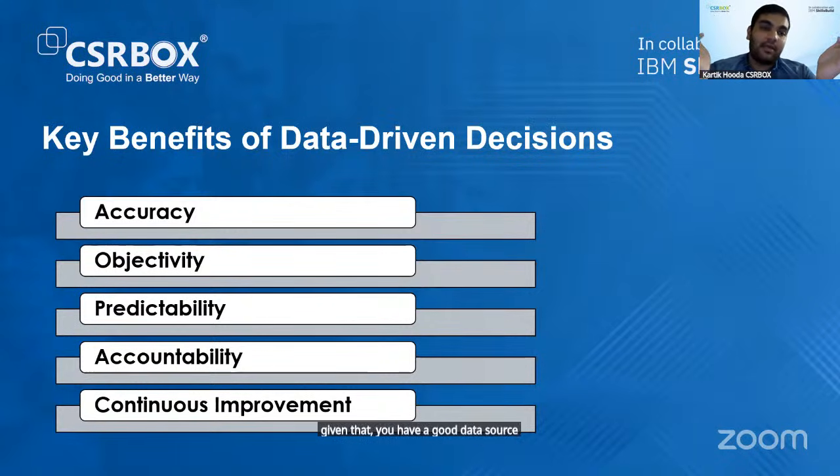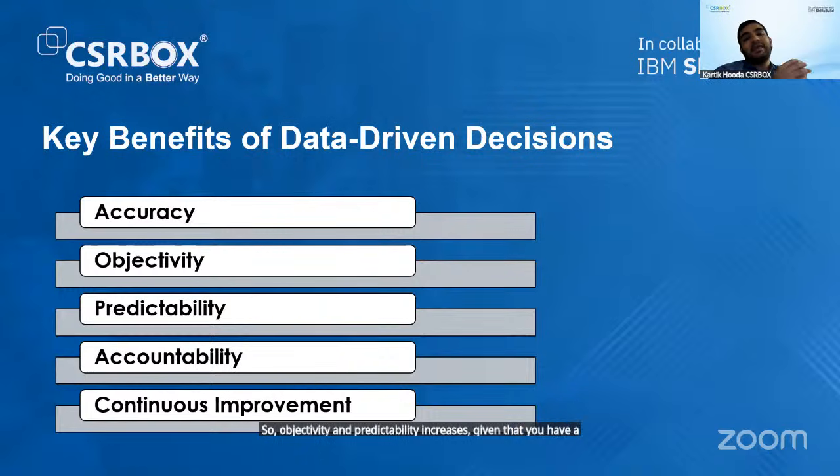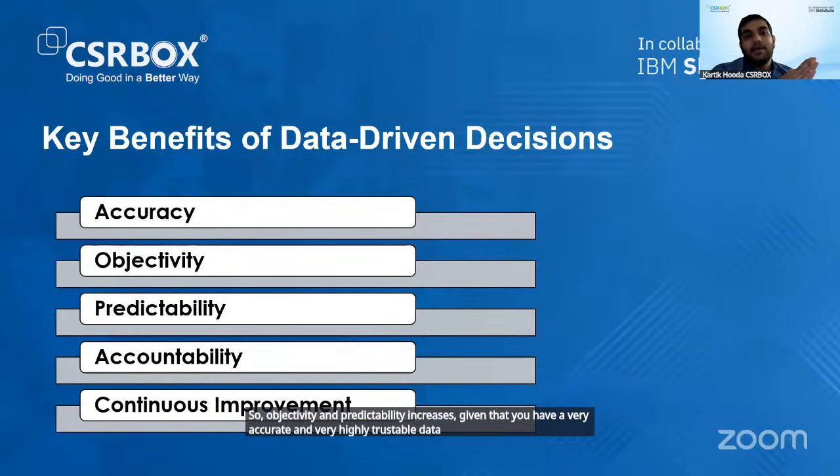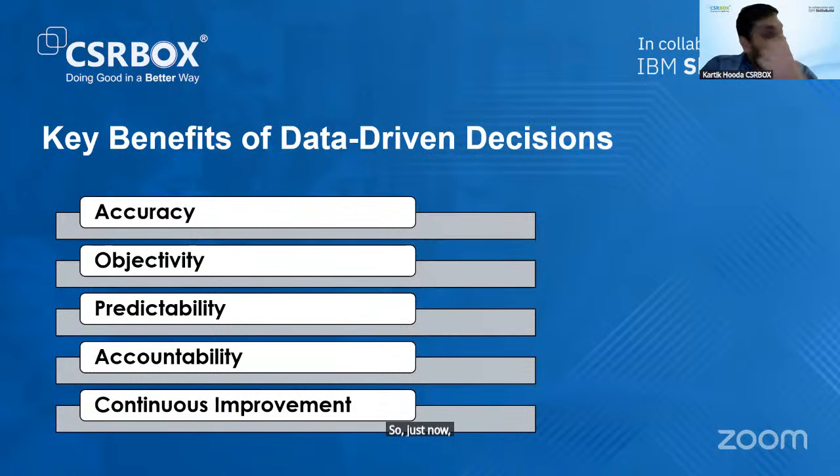Your objectivity and predictability also go up very well. Prediction, of course, basically means what might happen in the future. So your objectivity and predictability increase given that you have very accurate and highly trustable data of the past. Just how any weather forecast is predicted, we know that in the past 100 years the average temperature in the month of December, although it changes according to places as well, I can talk for me.